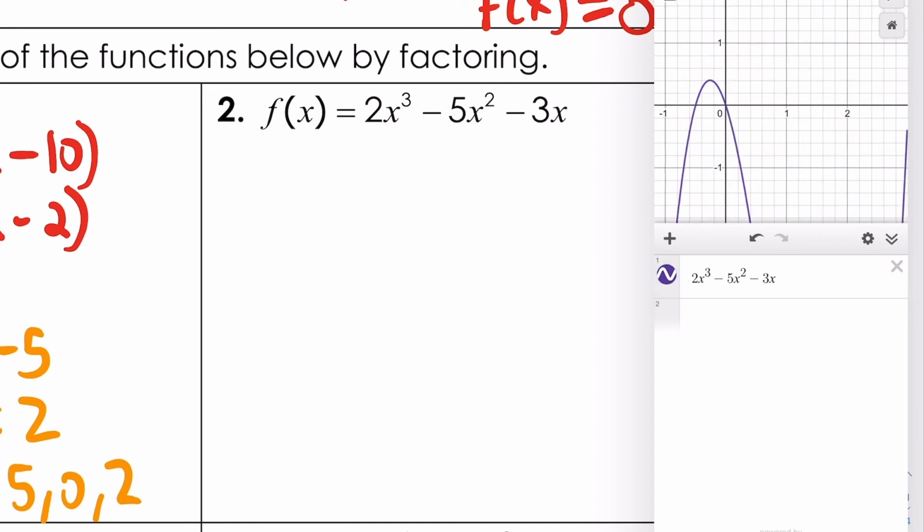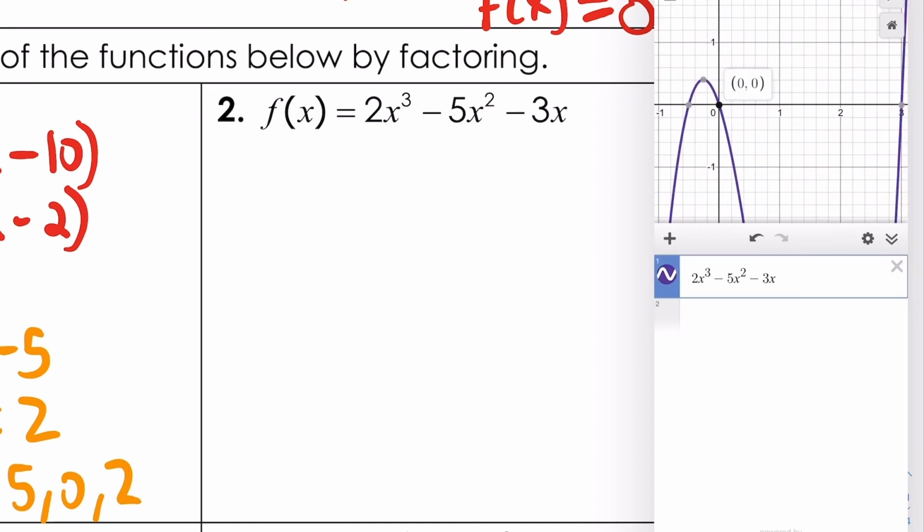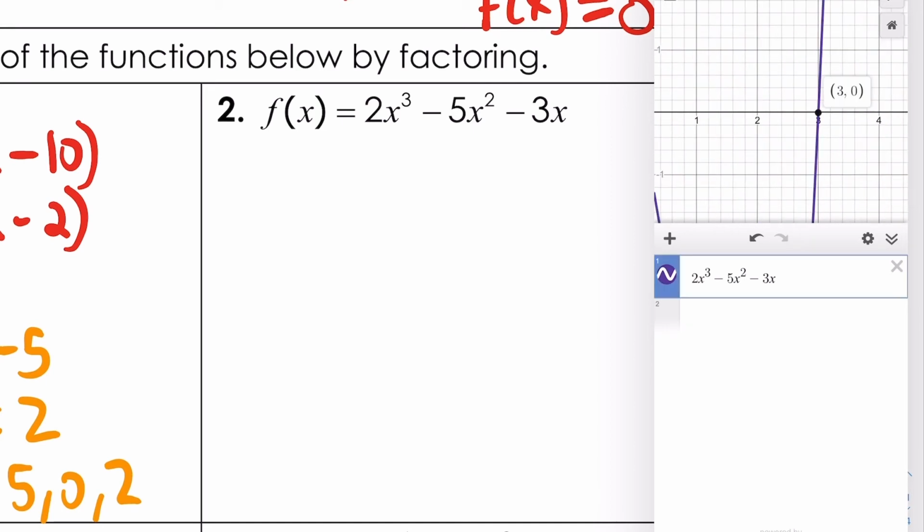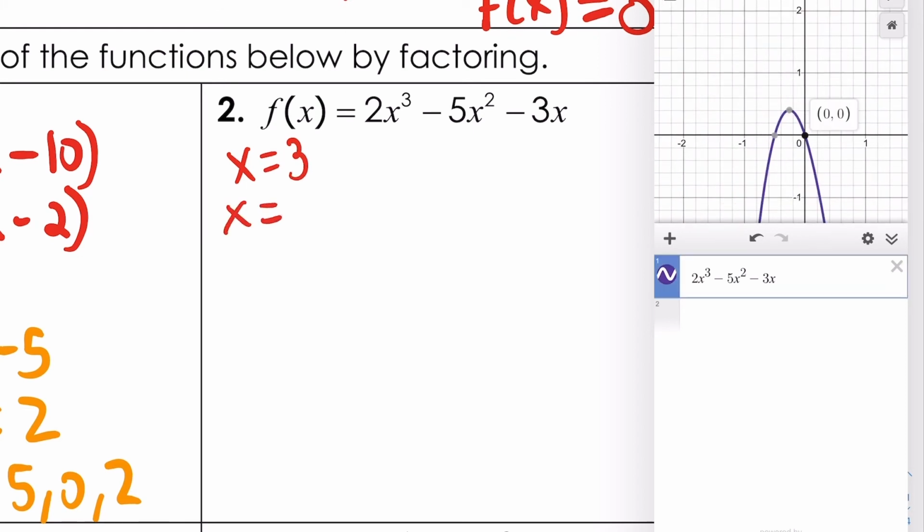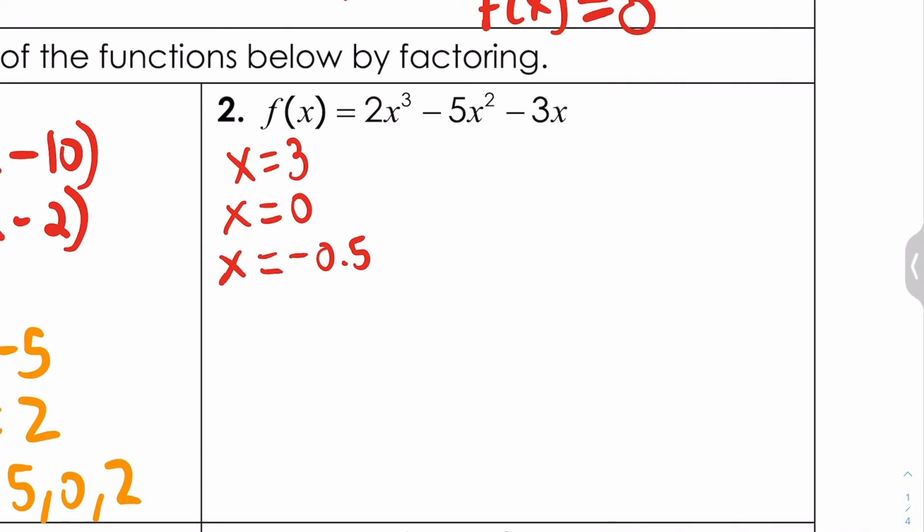We get -1/2, 0, and 3 from the graphing calculator. So that says x equals 3, x equals 0, and x equals -0.5. Those are the x-intercepts.